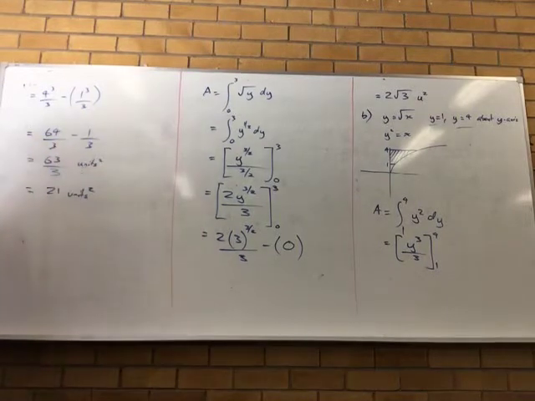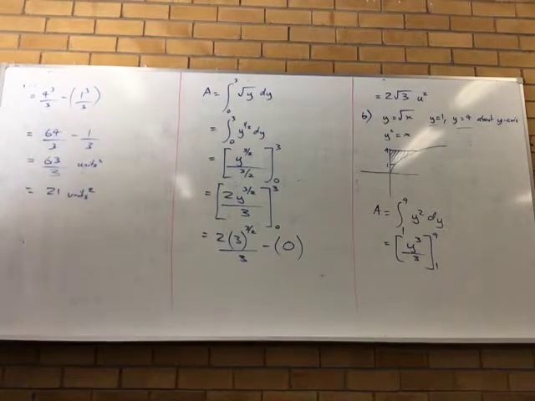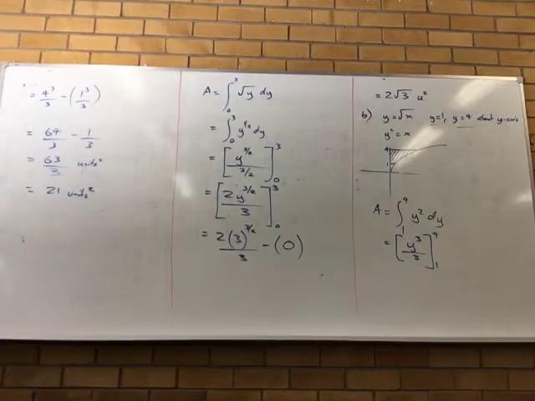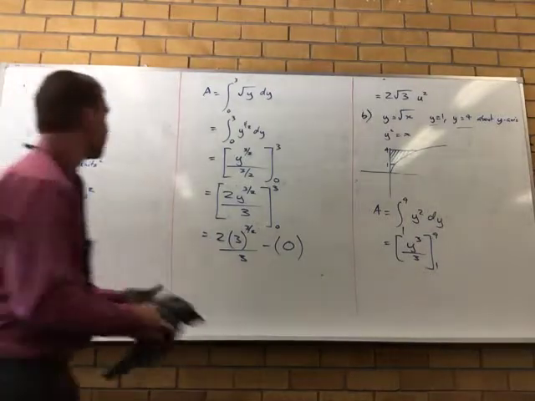So the exact area for y equals square root of x between the y-axis and the bounds y equals 1 and y equals 4 is exactly 21 units squared. Alright, let's make a start on the next one.